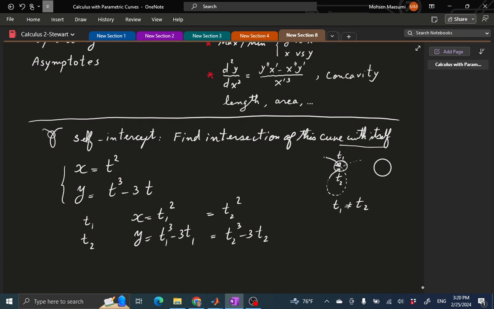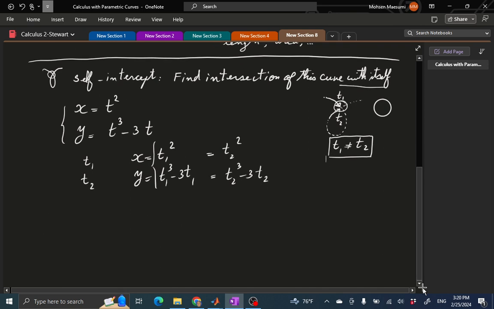So what I want to do is to solve this system of equations for T1 and T2, with the provision that the two answers I am looking for have to be different from each other. Of course, if you let T1 and T2 be the same, well, any number will be a solution. That is not of any interest, it does not indicate intersection.